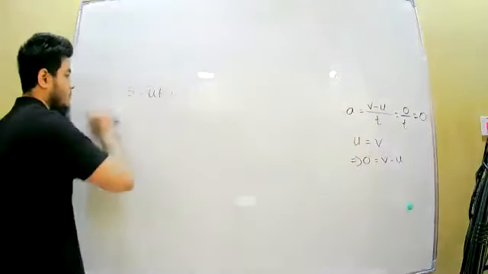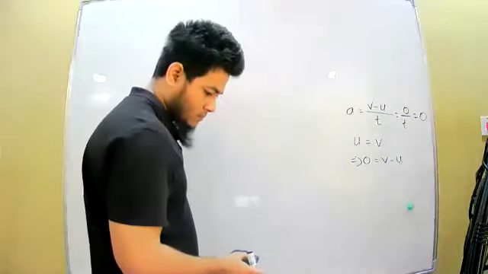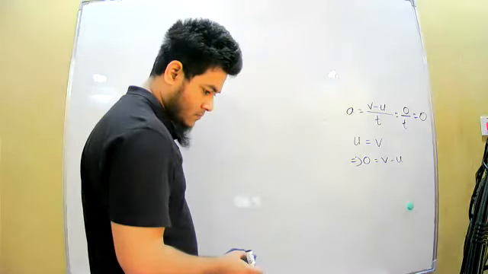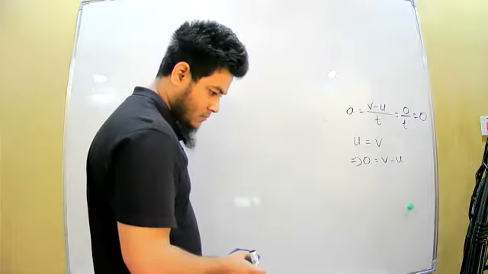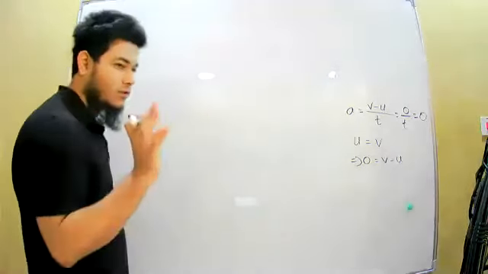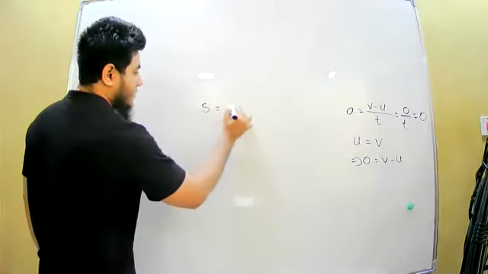Sir, if any question comes that asks to find the uniform velocity, we will use s equal to vt directly. No problem. If there is uniform velocity, then definitely you can use this formula s is equal to vt.